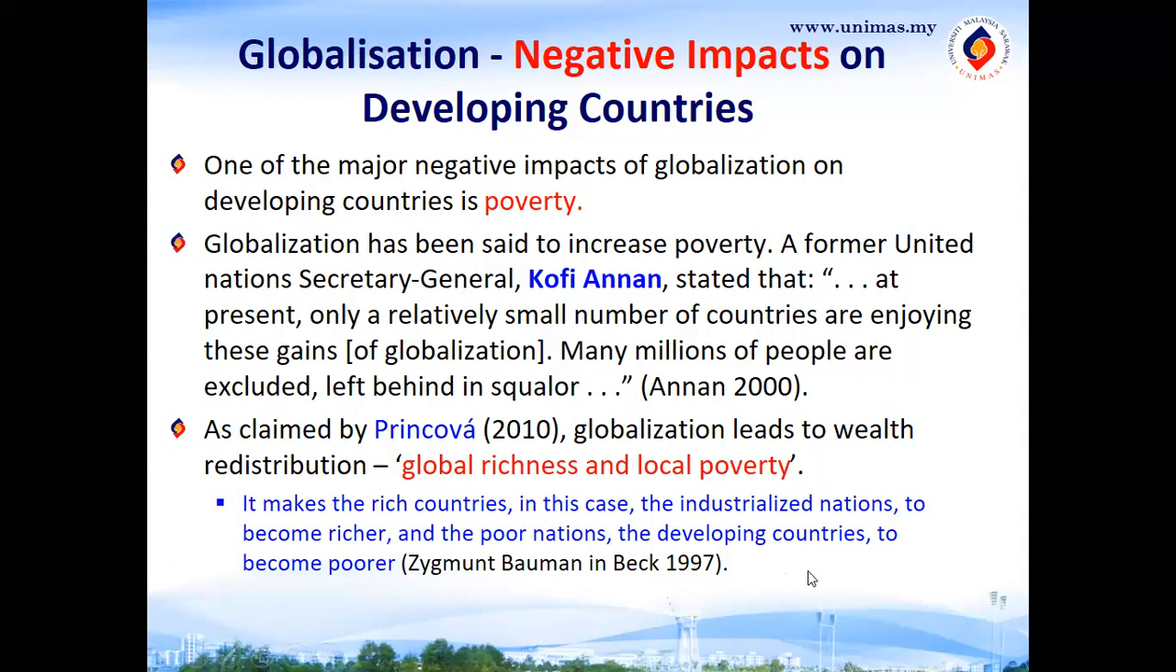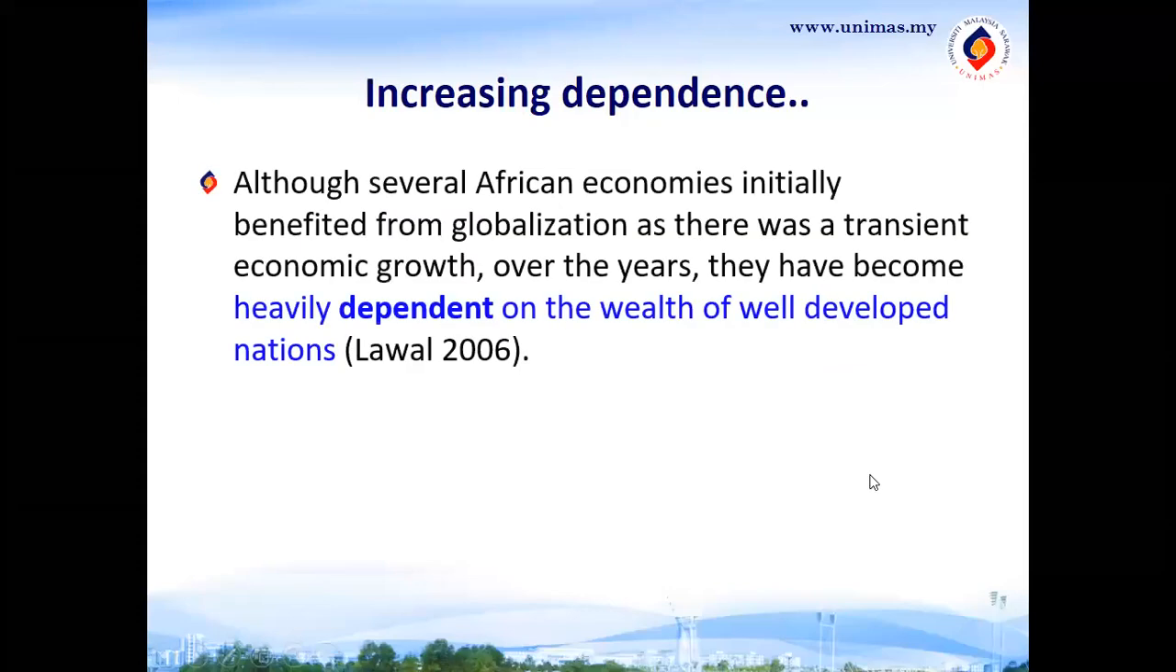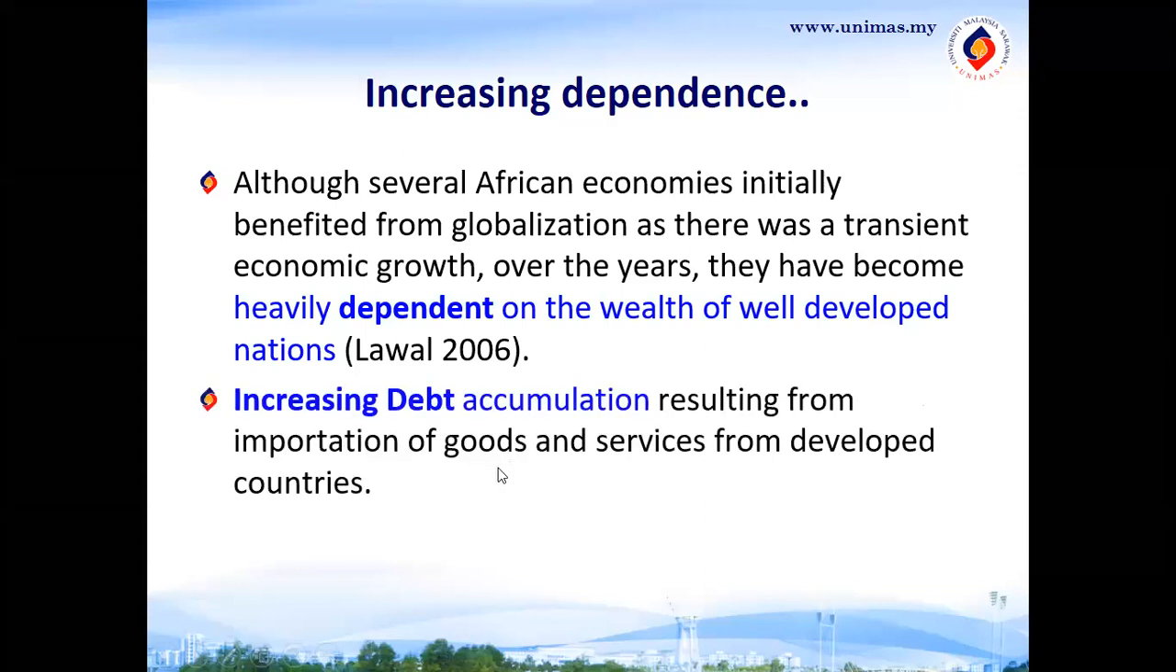The agreement by Bowman back in 1977. So there is increasing dependence among countries, particularly the less developed countries. They have become heavily dependent on the wealth of the developed nations as a result. And also, as I mentioned earlier, there has been a record of increasing debt accumulation among the poor countries as a result of importation, or buying goods and services from the developed countries.